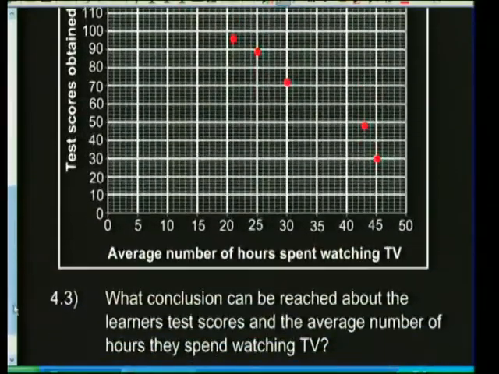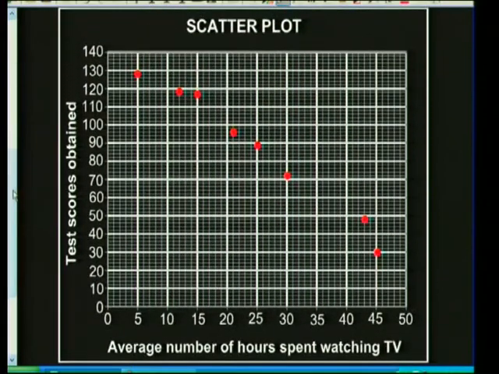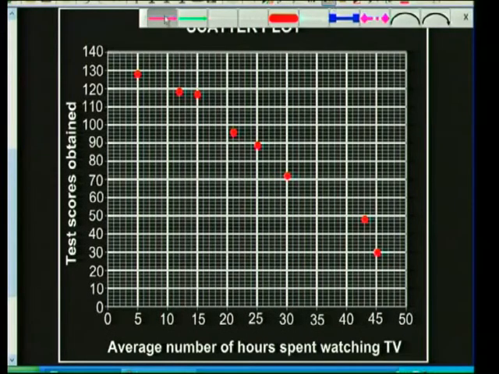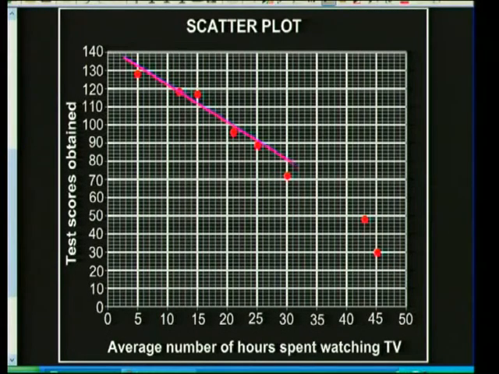Okay, now the question says, what conclusion can be reached about the learners' test scores and the average number of hours they spend watching TV? Let's first of all look at that line we just drew through the points. This over here is what we call the line of best fit, okay? Your line of best fit, guys, it is an estimation. It's not going to be exactly 100%. However, the idea is that you want to draw your line as much through the middle of your different points as you possibly can, okay?